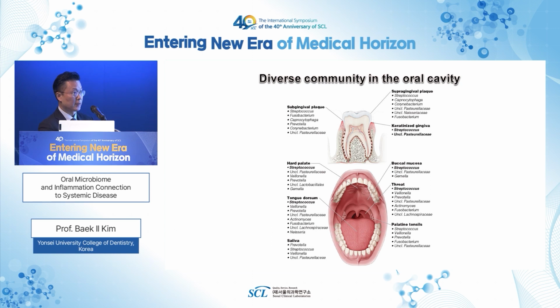For example, the representative oral diseases are dental caries and periodontal disease. Dental caries is related to bacteria such as Streptococcus mutans, which we already know, and periodontal disease also has some bacteria. However, the two sets of bacteria are completely different.